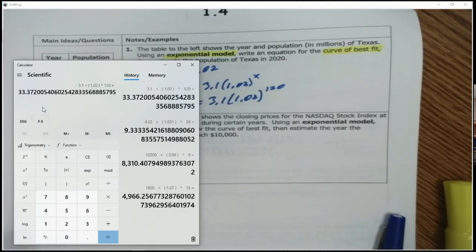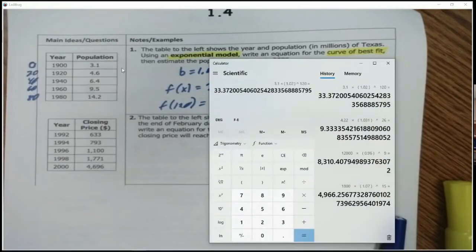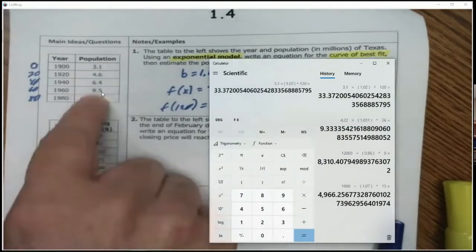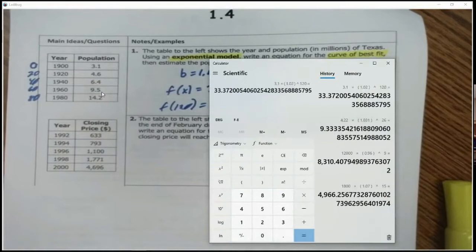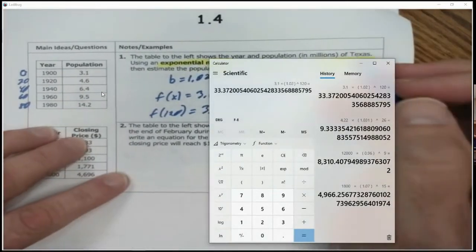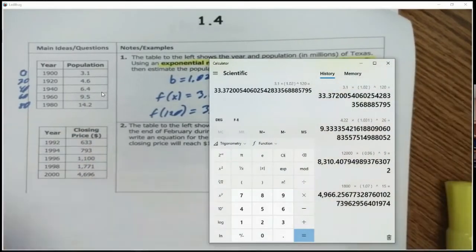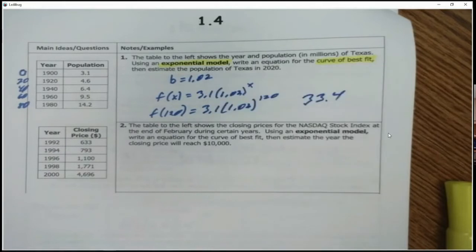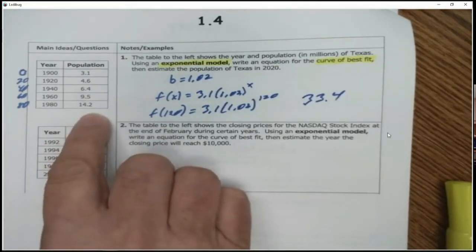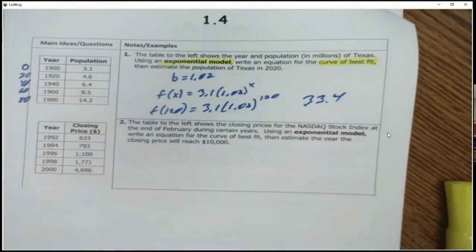33.37. They did it to 1 decimal. They did it all to 1 decimal here. So since they did 1 decimal, we'll take it to 1 decimal also. So now it says 33.4 then. So this estimates, based on this population growth, that there's 33 million people in Texas in the year 2020.